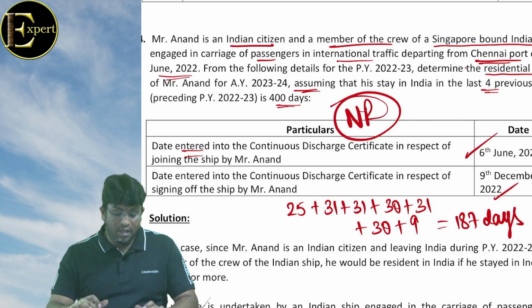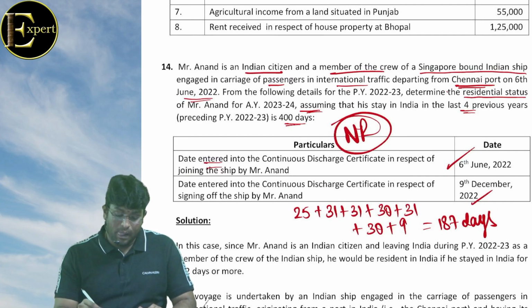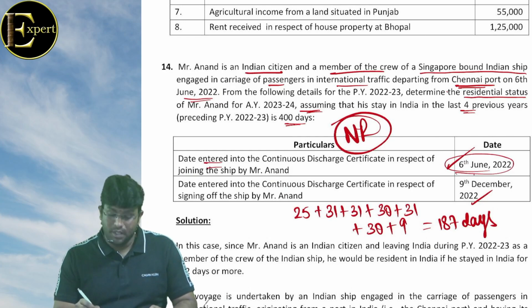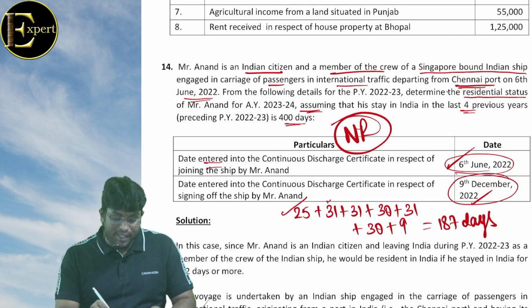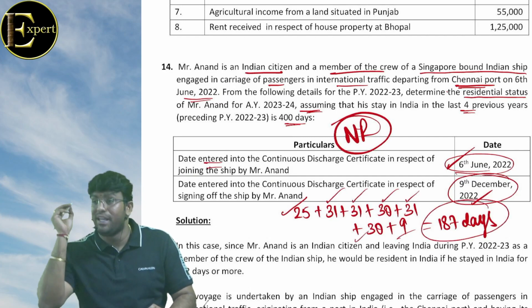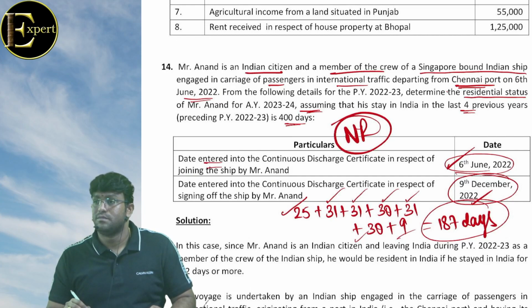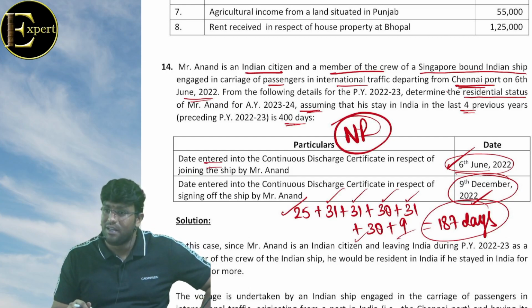See this question. I know the answer is visible, but please see. What is the date of joining? 6th of June. He joined the ship. And when did he leave the ship? 9th December. That means 25 days is not there in India. June में, July में 31, August में 31, September में 30, October में 31, November में 30, December में 9. 187 days इंडिया में नहीं है. 365 minus 187 खत्म. ये भाई साहब क्या बनेंगे?